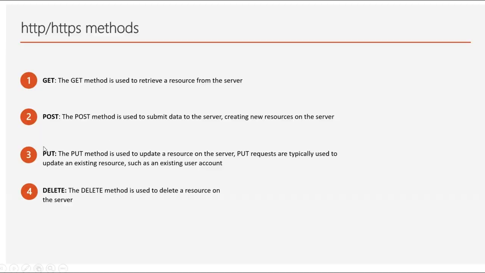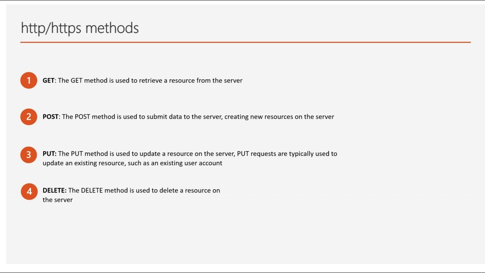Now I am coming to the PUT method. The PUT method is used to update a resource on the server. PUT requests are typically used to update an existing resource such as an existing user account. So this PUT method is mainly to update the record on the server. Suppose we can update only if the record already exists. Okay, if it does not exist, it will not update.